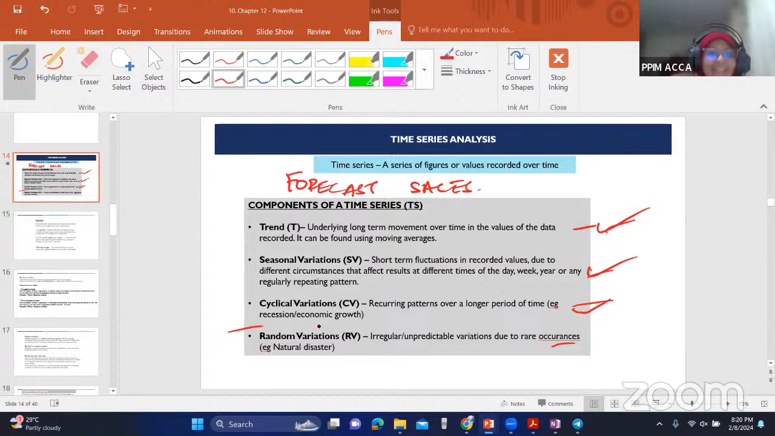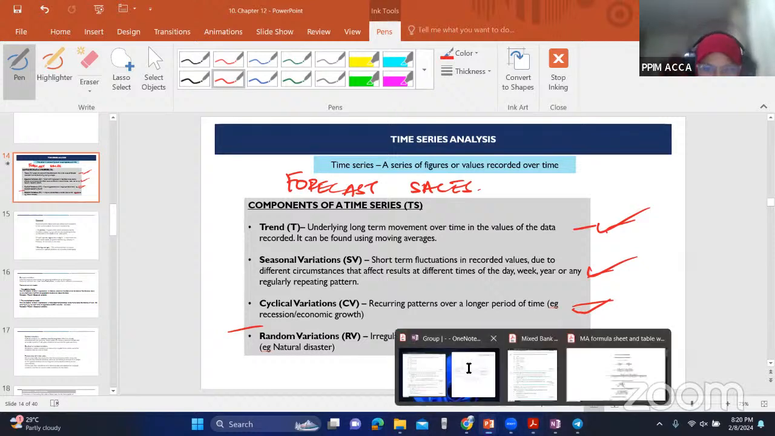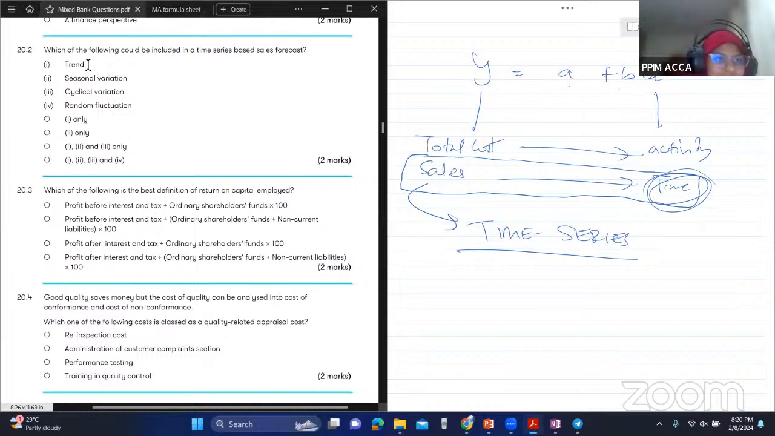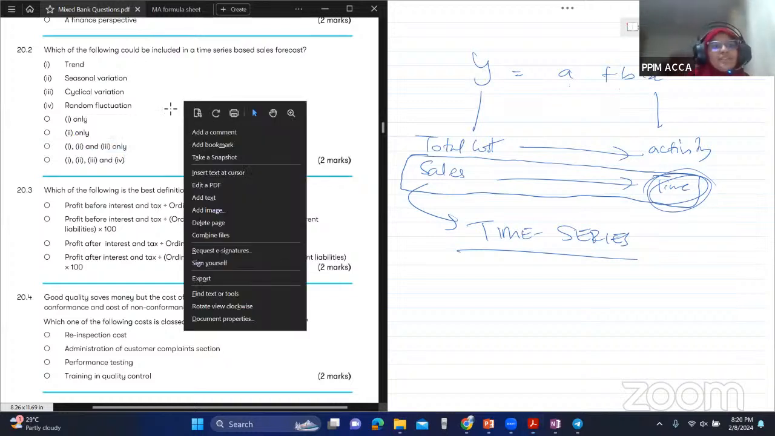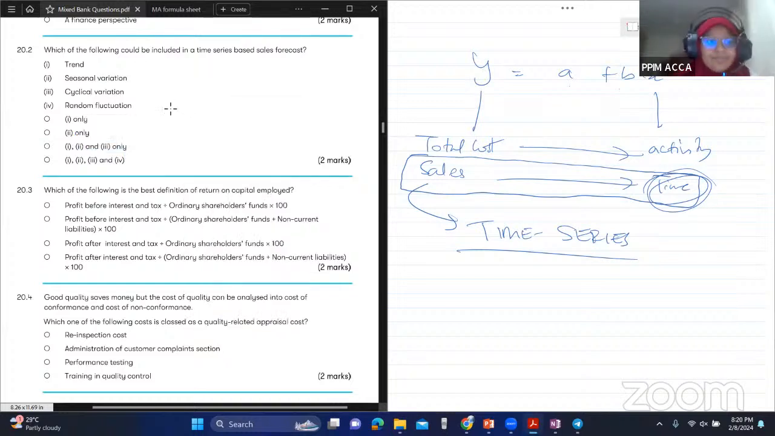Okay, so what can we actually include? That is what the question is asking. We can include the 3: trend, seasonal variation, cyclical. You can include them in the forecast, but the random fluctuation, we can't. Because we can't predict the future. The answer will be C. So whoever said all, it's correct. The components, things that can affect sales, are all 4. But what we can forecast is only the first 3.